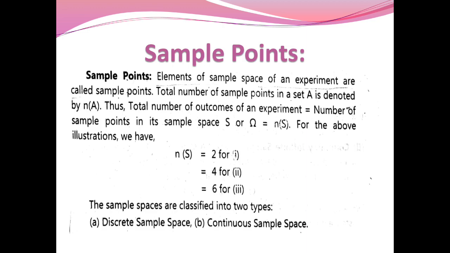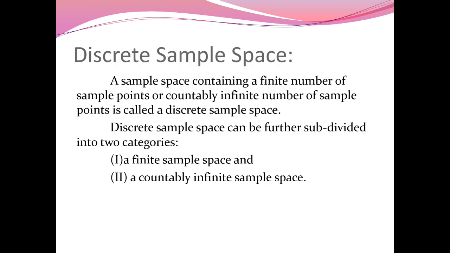The sample spaces are classified into two types. First type is discrete sample space, and second is continuous sample space. First, discrete sample space. A sample space containing a finite number of sample points or a countably infinite number of sample points is called a discrete sample space. Discrete sample space can be further divided into two categories. First, a finite sample space, and second, a countably infinite sample space.